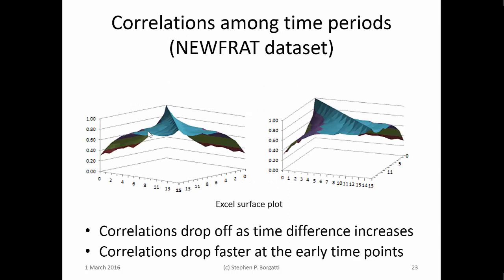Here's a cool Excel chart of the same thing. This spine is the correlation of every week with itself, which is always 1. But you can see the very quick drop-off at first, and a slower drop-off later. So at first there's a lot of change from week 1 to week 2 to week 3, and then that tapers off. It doesn't change as fast.